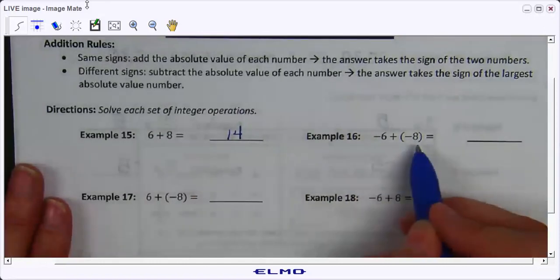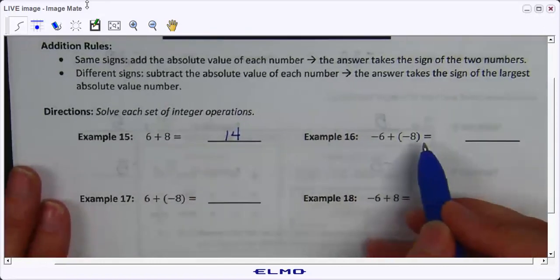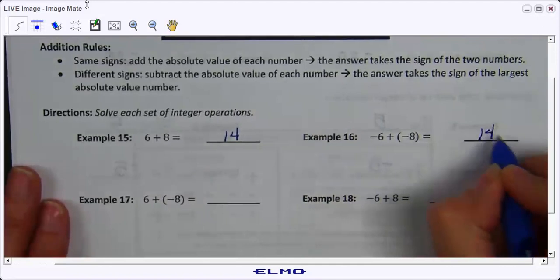We have a negative 6 plus a negative 8. Since the signs are the same, I'm going to add them. And since both of them are negative, my answer is negative.